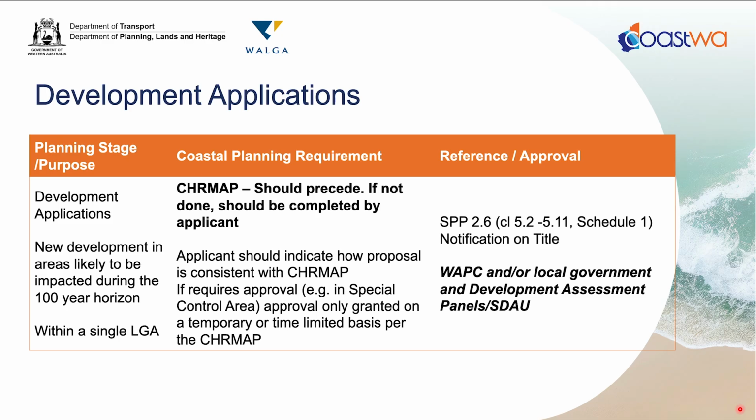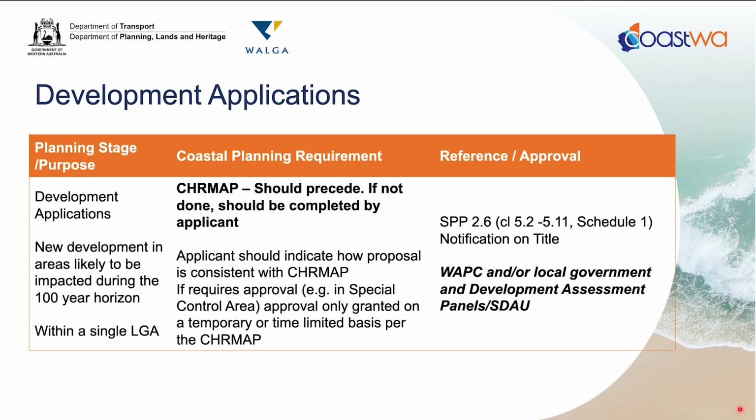If it requires approval, for example, in a special control area, approval should only be granted on a temporary or time-limited basis per the CHRMAP and can be linked with an event-limited approval. Notifications on title should be introduced. This is also relevant to private development and leasehold approvals. So looking at the Point More example, which I will describe a bit later, making sure that any leases are also considering CHRMAPs.